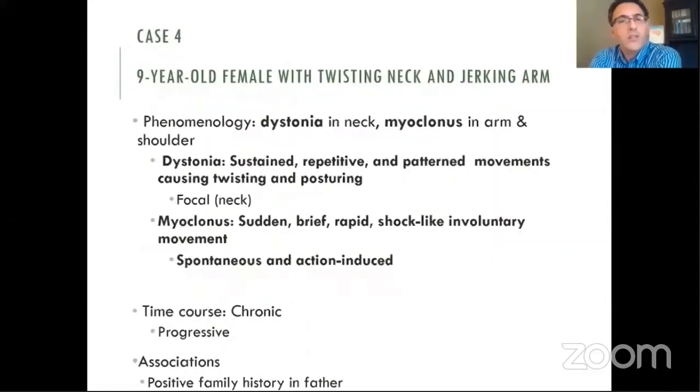So here the phenomenology suggests dystonia in the neck and myoclonus in the arm and shoulder. Dystonia is a sustained, repetitive, patterned movement causing twisting and posturing. And the distribution here was focal, affecting the neck. Myoclonus is sudden, brief, rapid, shock-like involuntary movements, and in this case, they are present at rest, so they are called spontaneous myoclonus, but can also be induced by action, such as writing. The time course is chronic and progressive, and there's a family history in the father.